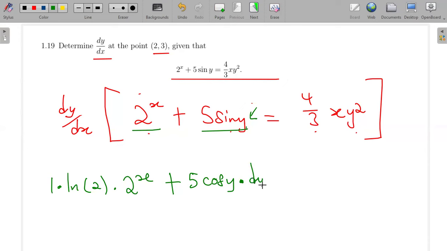So I'll add an extra dy/dx because there's y there. Wherever there's y, we're going to be adding an extra dy/dx. Then I'm going to say this is equal to 4/3, which I'll put outside the brackets, and then I'll apply the derivative to xy squared. Here we have a product, so we apply the product rule, right?